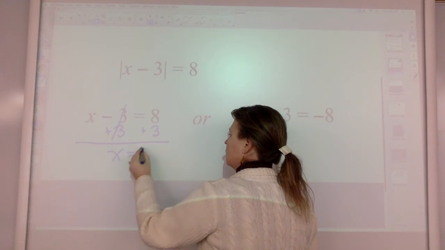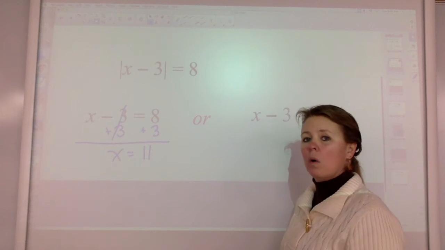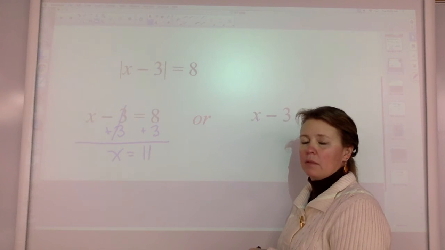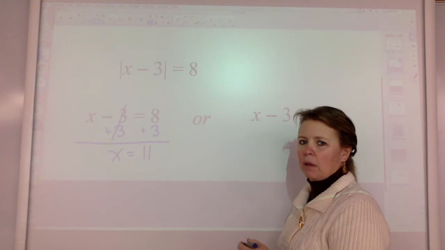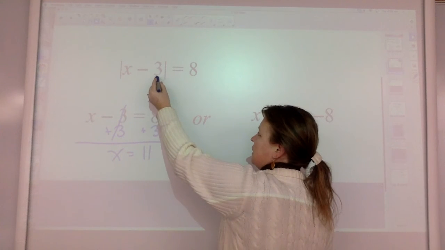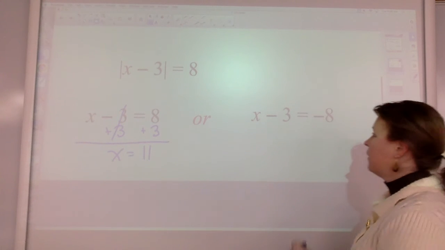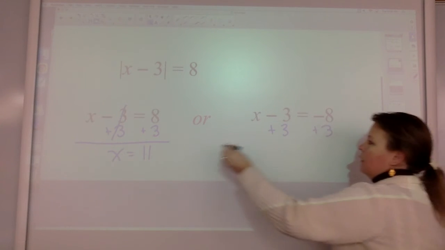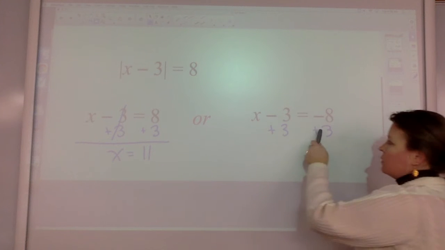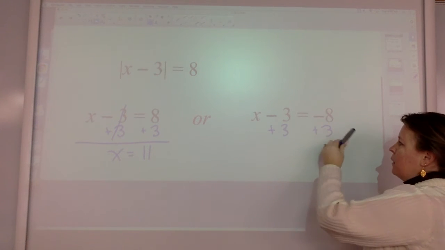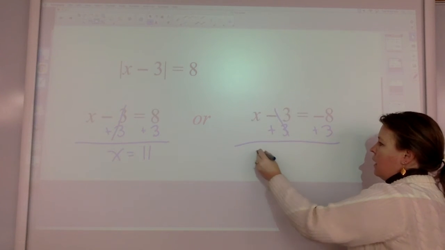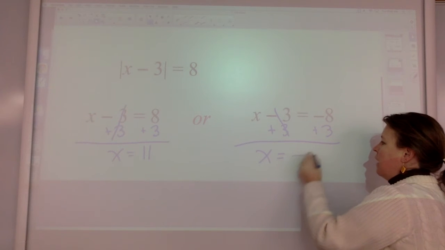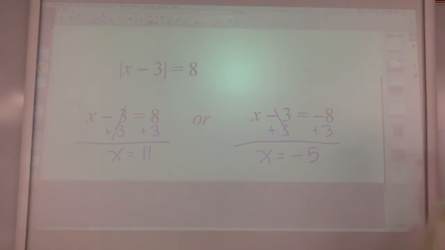X equals 11. And you can't just say, oh, x is 11, so the other x must be -11. That doesn't work like that. Not when you're measuring a distance from 3. So then you come over here and you solve this one also, +3 + 3. And whatever you do to one equation, you're going to also do over here. If it's +3 + 3, it'll be +3 + 3. Nothing changes. And you get x equals -5.